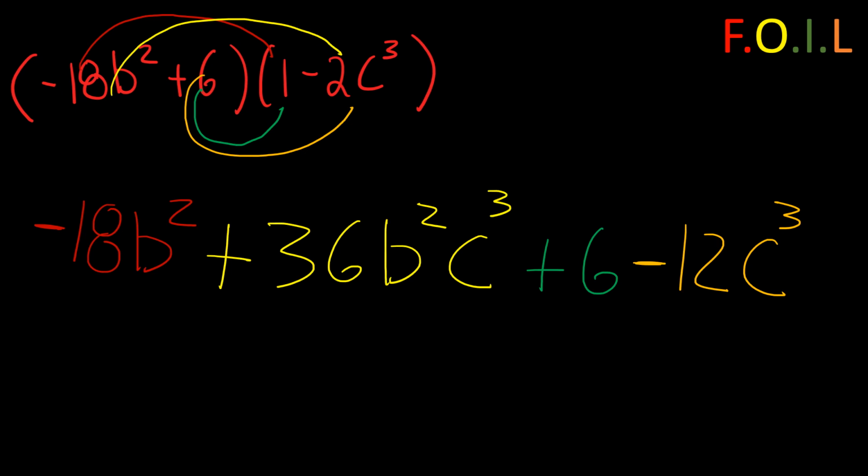So we end up with an answer like this. Negative 18b squared plus 36b squared c cubed plus 6 minus 12c to the cubed. And if you notice, there are no like terms we can combine in this answer, so we're done.